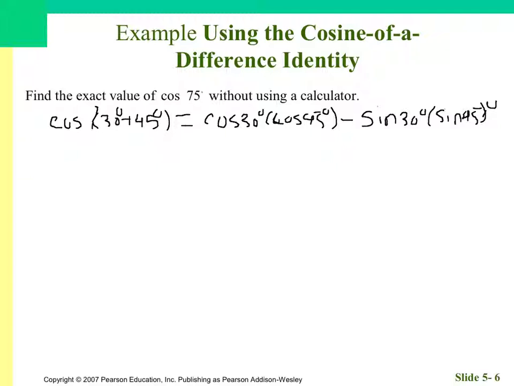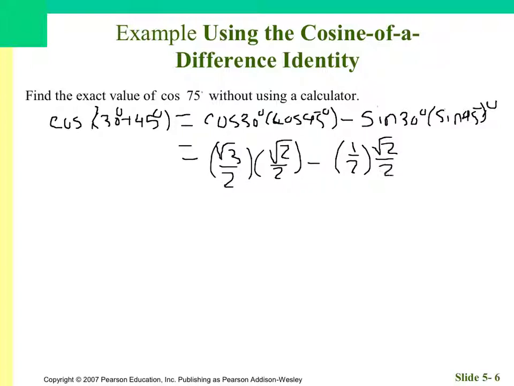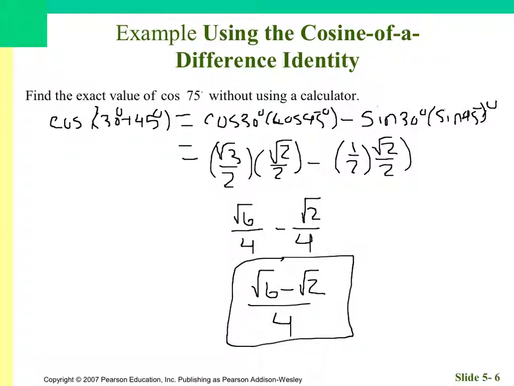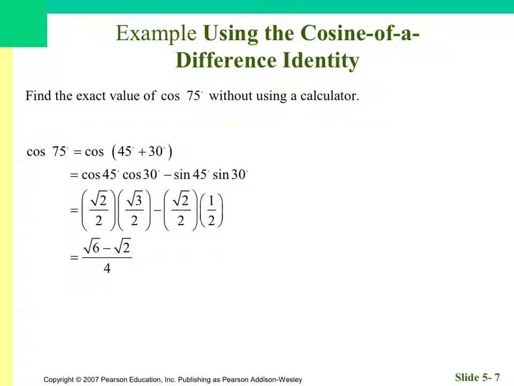So, cosine of 30, square root 3 over 2. Cosine of 45, square root 2 over 2. Sine of 30, 1/2. Sine of 45, square root 2 over 2. So I get square root 6 over 4 minus square root 2 over 4. That equals square root of 6 minus square root of 2, over 4. All I did was apply the identity. And there we go.